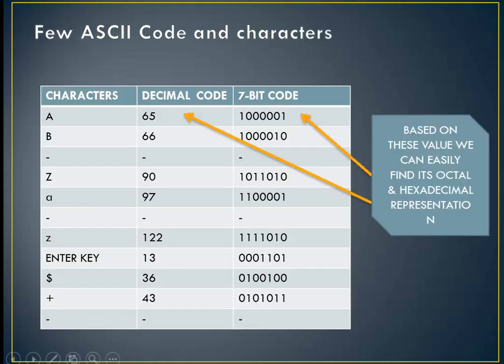So you can see the ASCII code, how A is written and what its 7-bit code is. In the same way with B. B has 66 decimal code. Now this is the value of P. This is the range of A to Z. Now these are some special symbols, with their numeric values and codes. So in ASCII a total of 128 characters are there and each has a unique code and a unique 7-bit code. Based on these values we can easily find the octal and hexadecimal representation. Okay, you know how to convert it.